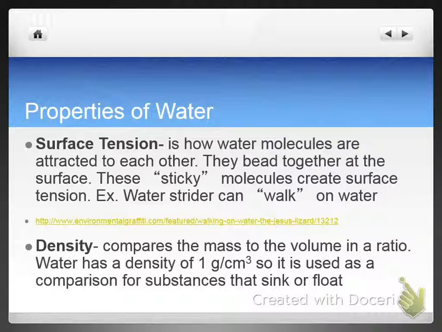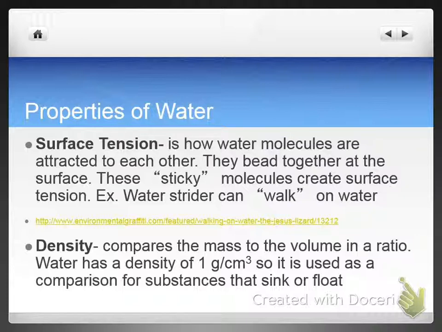In a few minutes, we're going to watch a video where you're going to see the Jesus Christ lizard appear to walk on water because of the aerodynamic design of his feet, and surface tension of the water allows him to look like he is running across the surface. The water strider is an insect that also appears to walk on water.